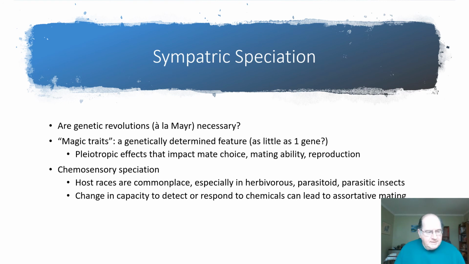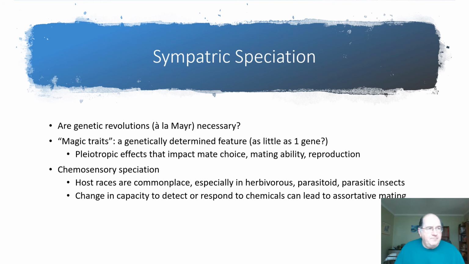In other words, a change in their ability to detect or respond to chemicals can lead to this assortative mating that, under some circumstances at least, when taken to its natural conclusion, leads to a division of the population into separate non-interbreeding lineages, i.e. speciation. And in this sense, we refer to chemosensory speciation, because it's based on their ability to respond to these cues and not on the geography of the situation, their physical proximity to one another.